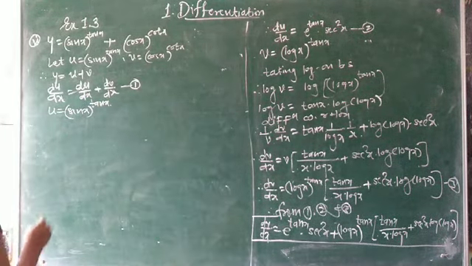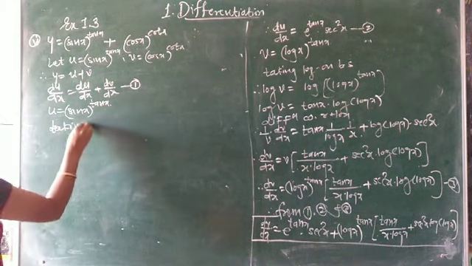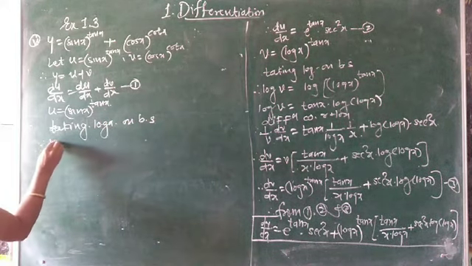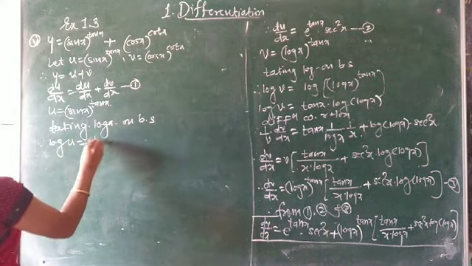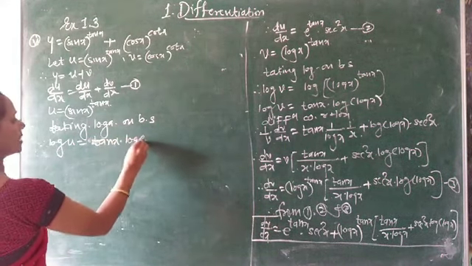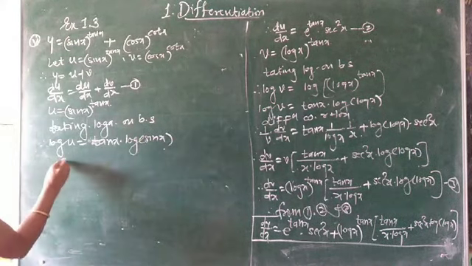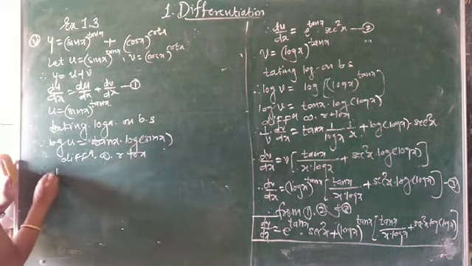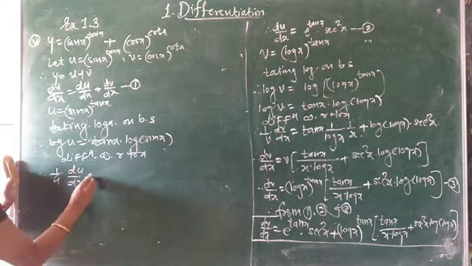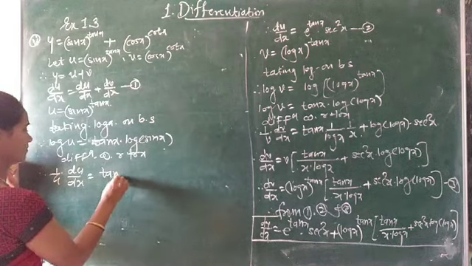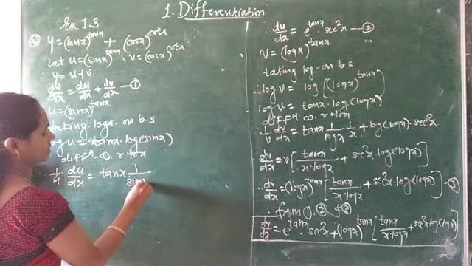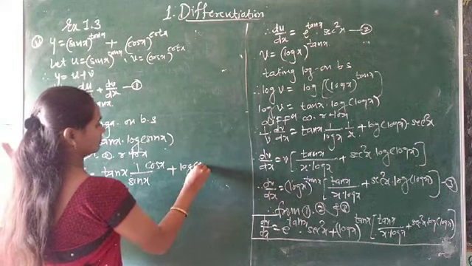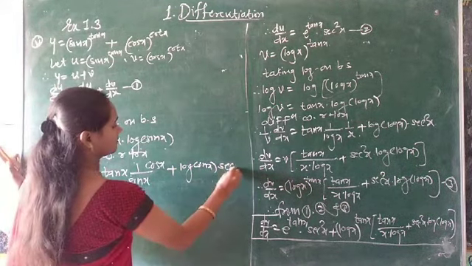Sin x raised to tan x. Taking log on both sides. Therefore log u is equal to tan x into log of sin x. Differentiate with respect to x. Derivative of log u, 1 upon u du upon dx is equal to tan x as it is into derivative of log of sin, 1 upon sin into derivative of sin is cos, plus log of sin as it is into derivative of tan is sec square x.